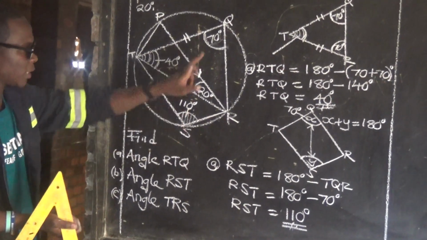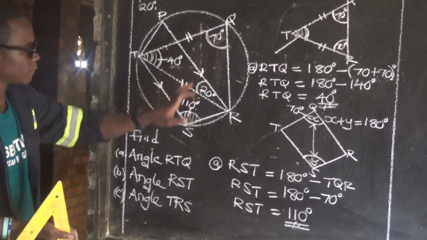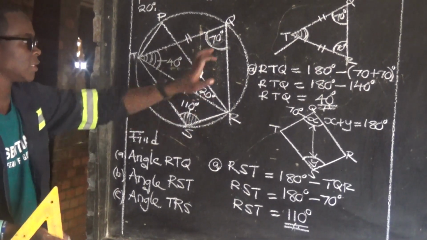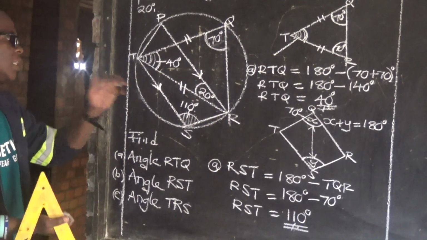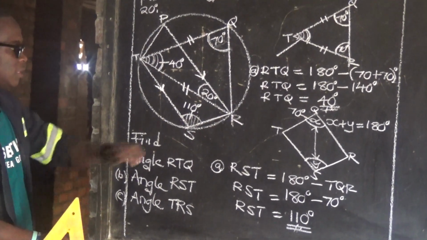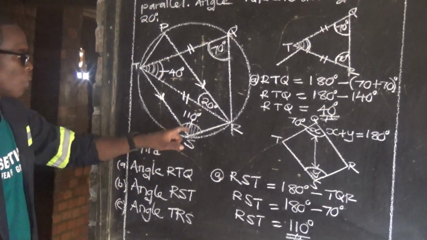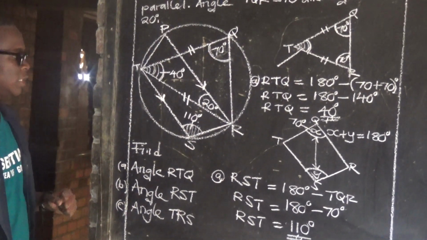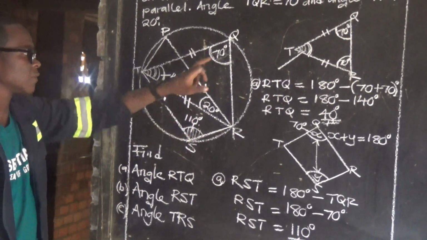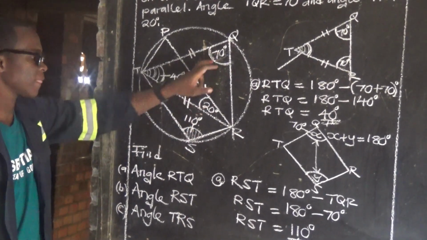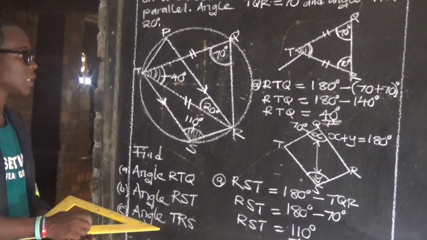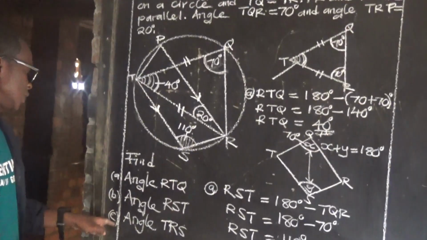So this property, take note. Opposite angles of a cyclic quadrilateral are supplementary, or you can say they add up to 180. So if this is 110, this one becomes 70. And for you to verify, you just add the two opposite angles. They should give you 180. So this is 110. 110 plus 70, you get 180. Are we together? So now, let us look at the last question, which is question C.